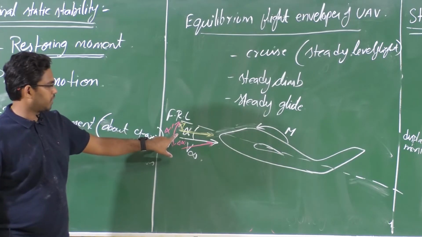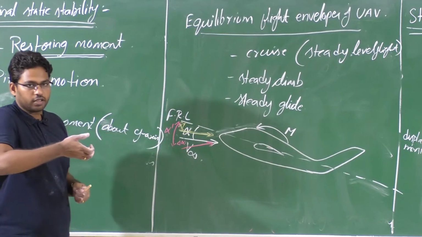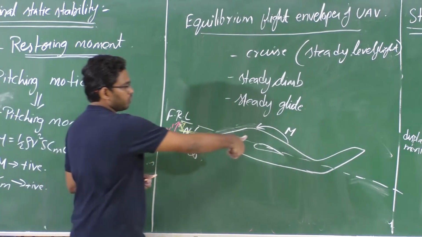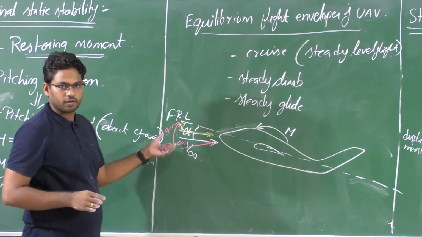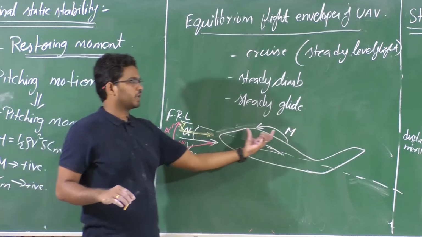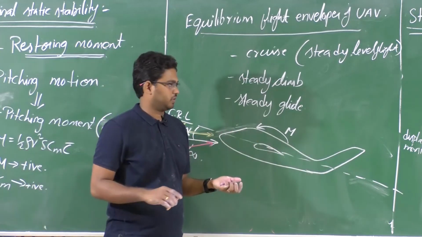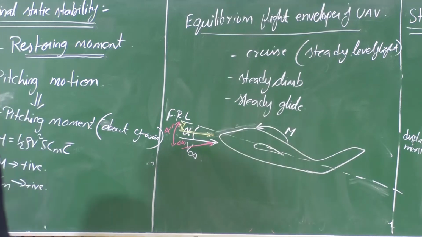So from alpha prime, if I have to maintain alpha, where alpha prime is less than alpha, what I need to do? I need to rotate the aircraft up, I need to give a nose up motion. So that means for a negative change in alpha, or decrease in alpha, I need to increase the moment. For an increase in alpha, I need to decrease the moment, right? That is when we can say the aircraft possesses longitudinal static stability.